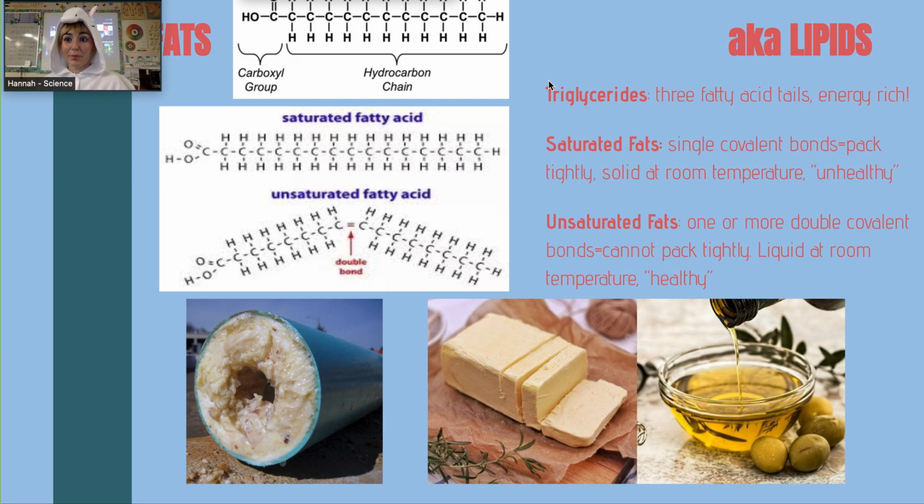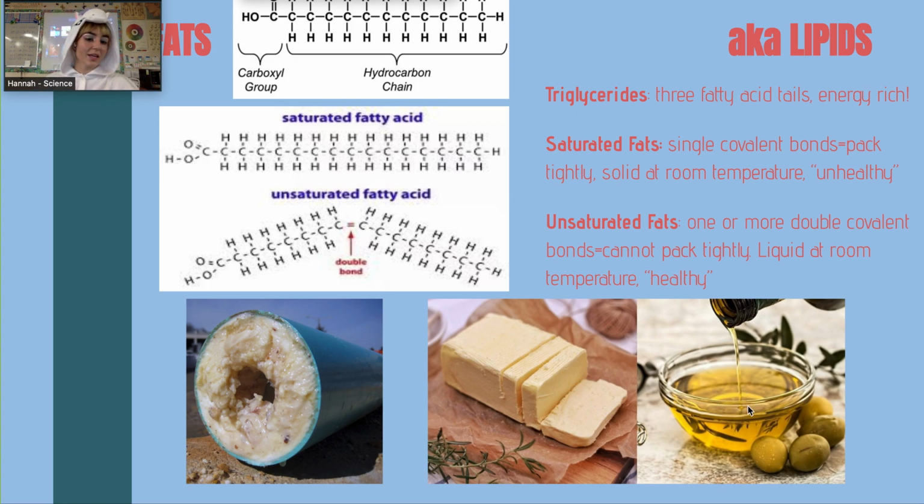So this is why we see them blocking arteries, veins, etc. That's not healthy. That's when we get into the unhealthy impacts of fat. Meanwhile, unsaturated fats have two or more double covalent bonds, which means that they're kinked, which means that they cannot pack very tightly. There's always going to be holes amongst it. So these are liquids at room temperature, which means that they are healthier in general.